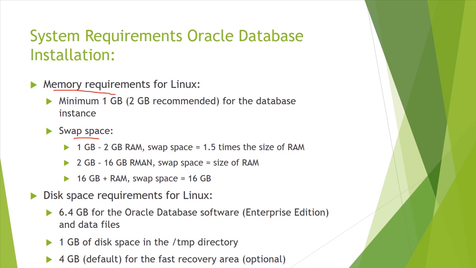Another minimum requirement is disk space, which is 6.4 giga for the Oracle database software installation, 1 giga for the /tmp, and another requirement for the fast recovery area. The fast recovery area is the default location of backups and archives. We will discuss later on what the fast recovery area is and how to configure it. So you have to consider sizing the fast recovery area correctly. It depends on the size of your backups and archives, and for how long you retain your backups and archives.